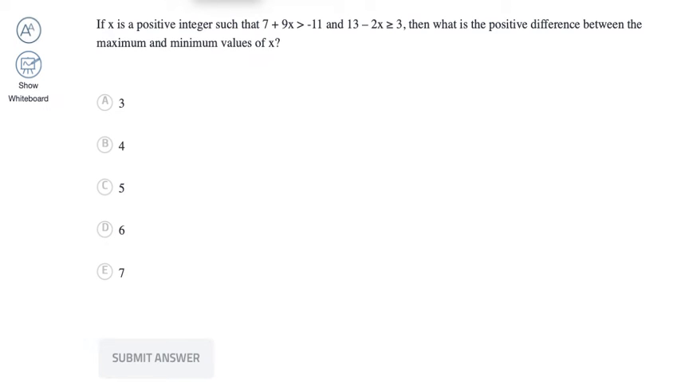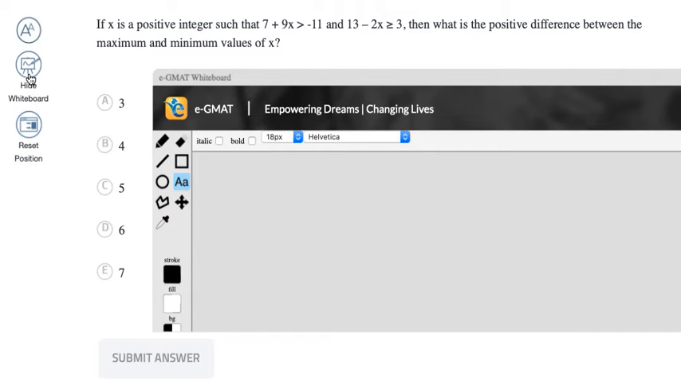Hi guys, in this video we're going to be solving this inequalities question. This was another of the highly demanded topics. You guys wanted to see inequalities on the whiteboard, and here we go. Let's just launch the whiteboard. It's the right size. Now we can just straight get into solving.